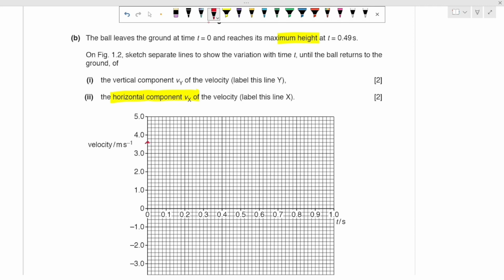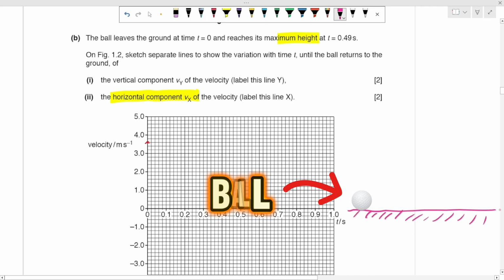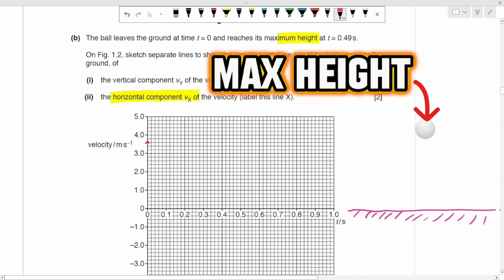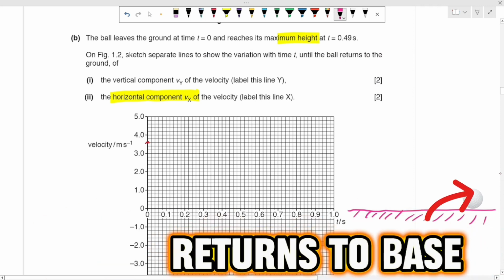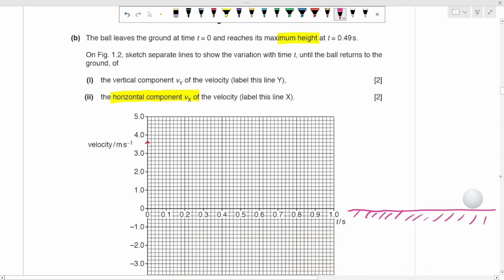And then if you have a ball, right? We can't keep on going back. Let's just put our surface here, like this. If you have a ball that rises and reaches maximum height and it takes 0.49 seconds, assuming everything remains constant, it's going to return back to the same height, which is the base here. So it's going to take the exact same amount of time. So overall, it's going to take 0.98, right?